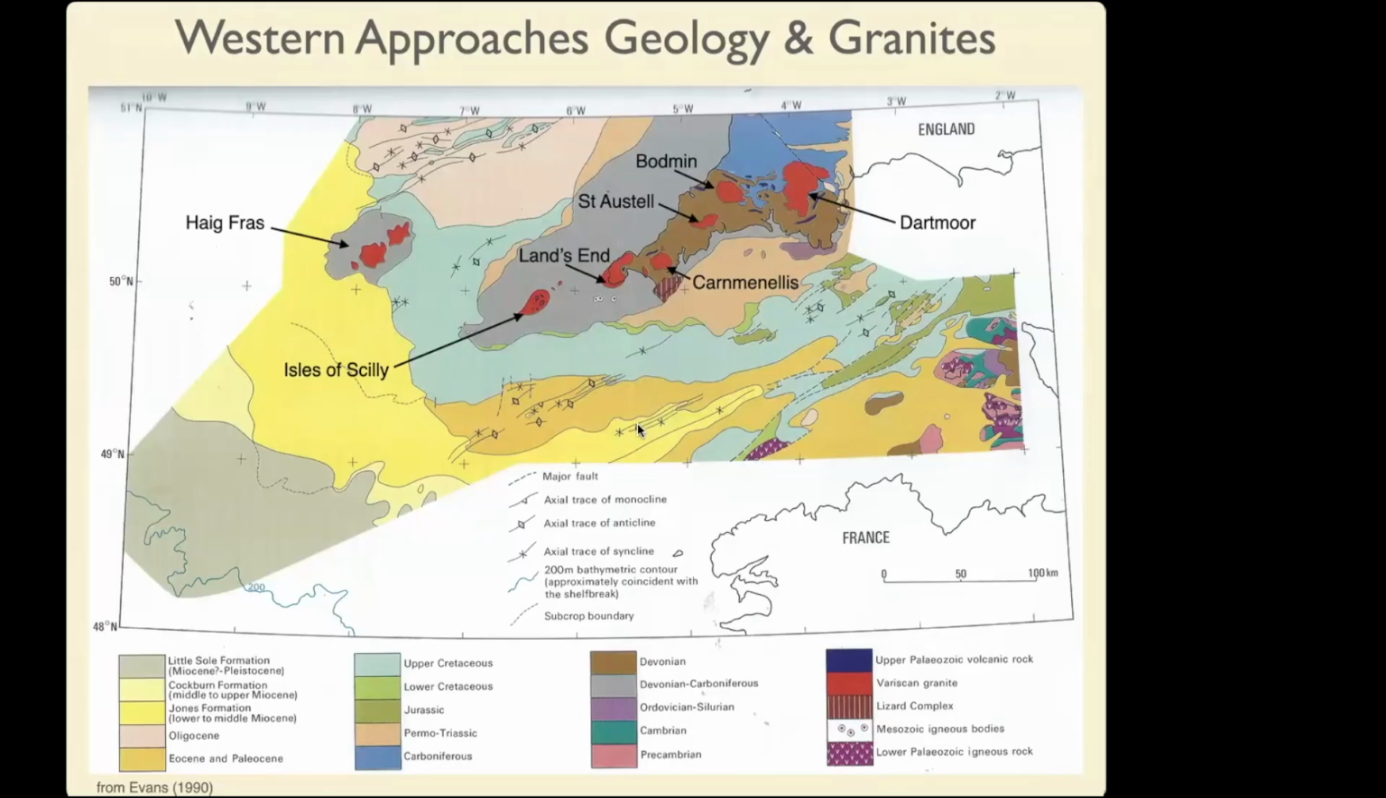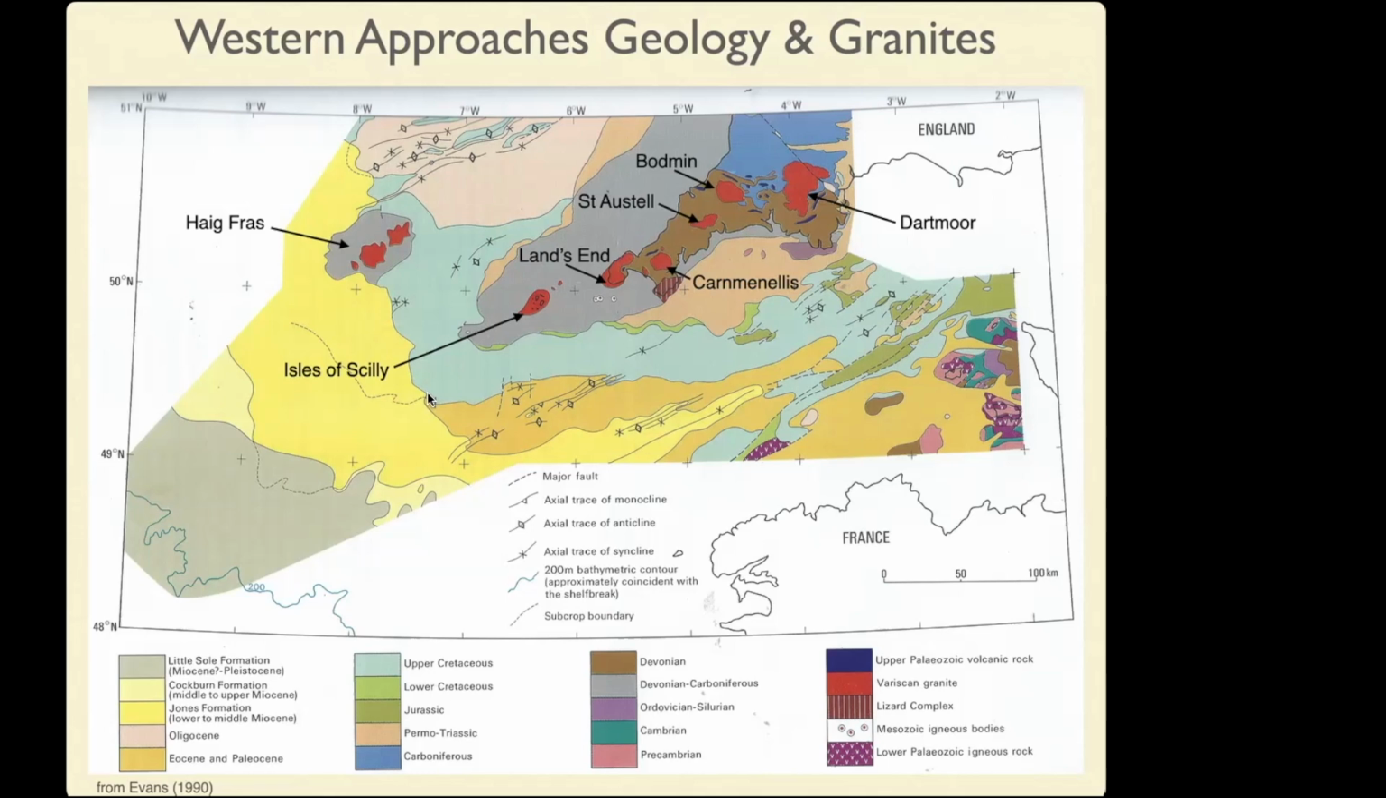You've got the Land's End granite there, but you've got a whole series of granites. We all know there's Carmenellis, St Austell, Bodmin, and Dartmoor. But there's also the Isles of Scilly, and there are also granites exposed at the seabed out here at a place called Haig Fras. And if you see, that's the 200 meter depth contour. I guess that's going to be the 150, and that's the 100.